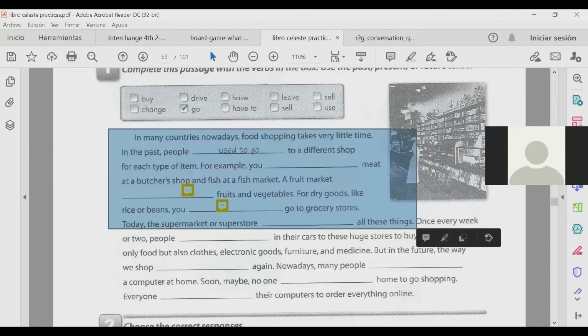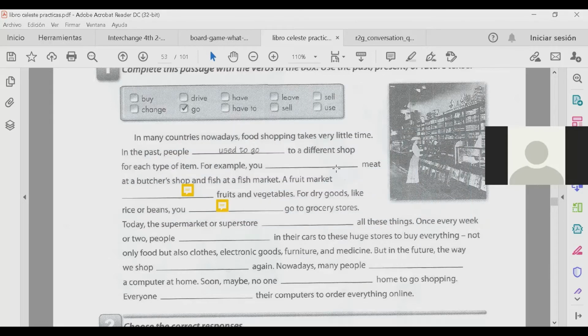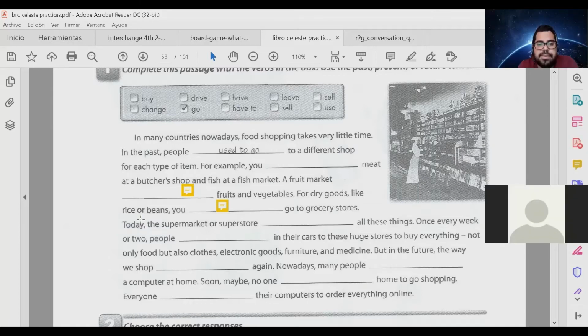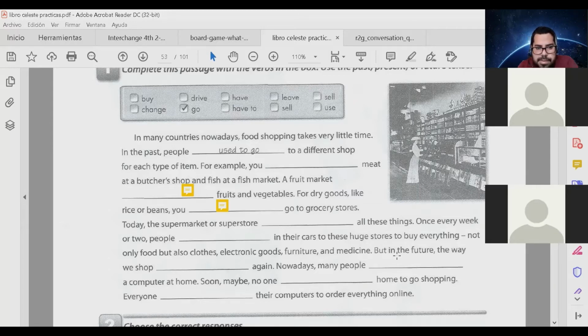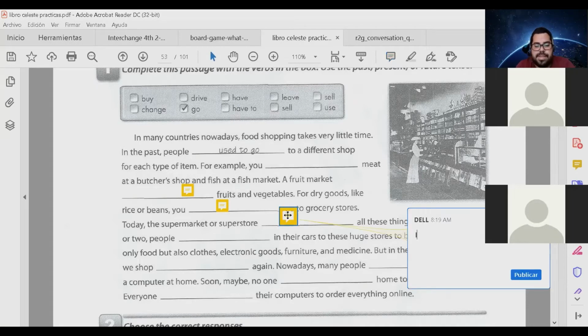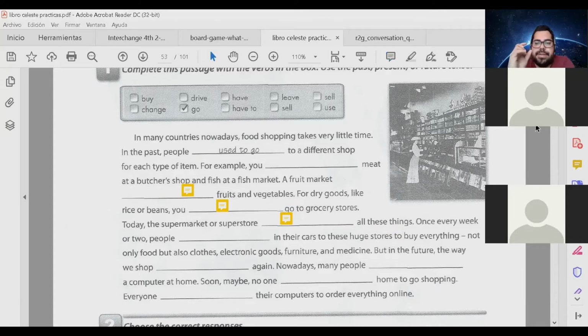Now let's take a look at the present. Okay, it's in here today. I don't know if Emerson can help me reading from today until, let me see. Okay, today the supermarket and superstore leave all these things. Okay, leave all these things. Okay, let me write leave. Okay, and then we compare it. Leave all these things.